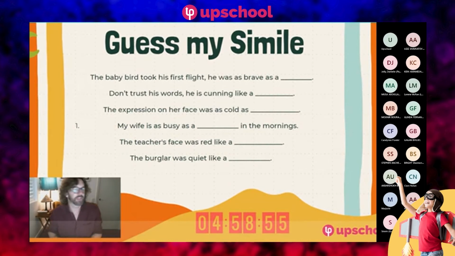Number 3, the expression on her face was as cold as. What is the coldest thing that you know? The coldest thing you can think of. So you go to the principal's office and she's very upset with you because you've been very naughty, and you look at her face, the expression on her face was as cold as what?